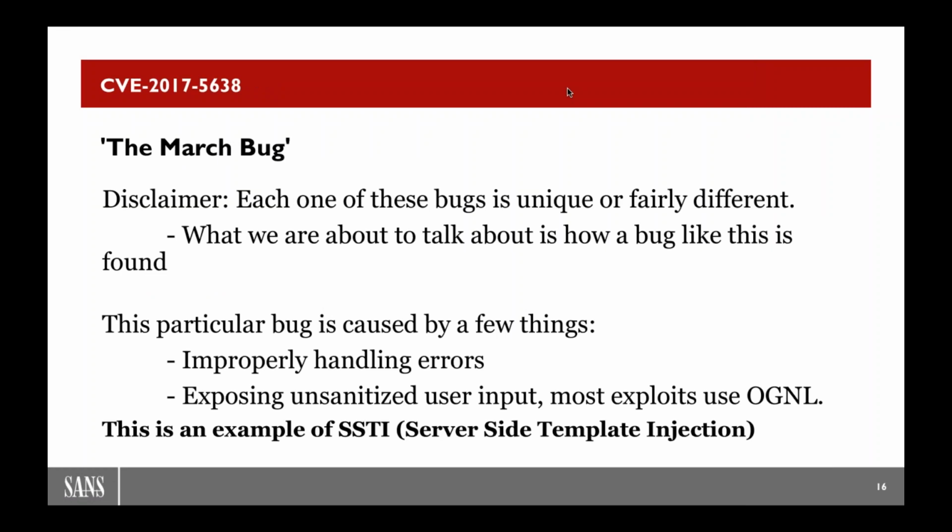Now, what exactly was this March bug? First of all, remember what I said before. Each one of these particular bugs is unique. So when I show you this bug, you can't necessarily take the exact path to exploit this bug to exploit a different bug. Not exactly, right? Because every one of them will have a different way to call.